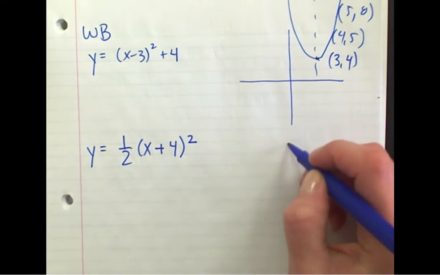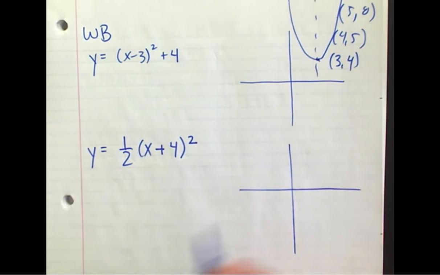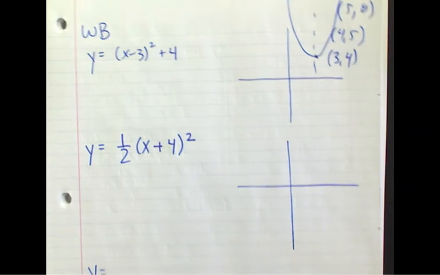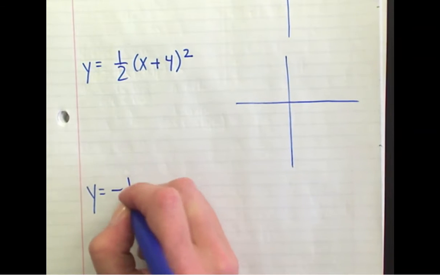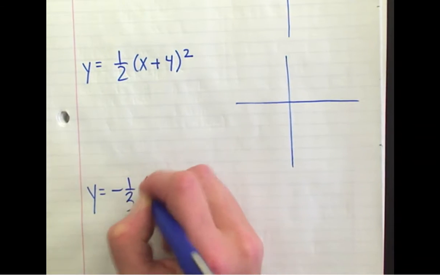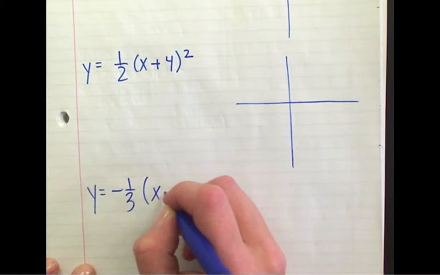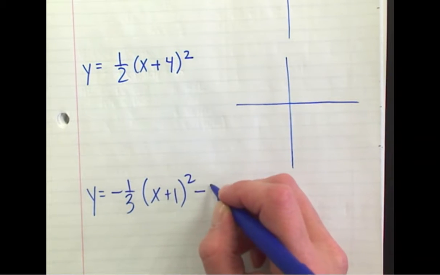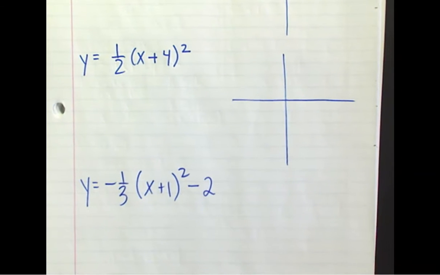Keep going, guys. If you don't get yours checked, I will come and check it. If you are not sure, guys, just raise your hand and ask. All right. Minus 1/3 (x plus 1) squared minus 2. Okay, try it. If you are not sure, this is where you raise your hand and you check.